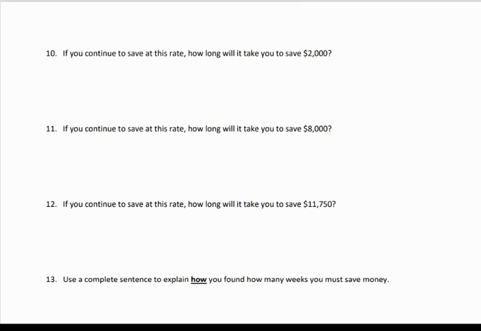Now, let's look at 10, 11, 12. If you continue to save at this rate, how long until we have $2,000? So now, last problems, we were looking to figure out the total amount of money, and they gave us the weeks. This time, they're giving us the money, and we need to find the weeks. So what are we going to do?